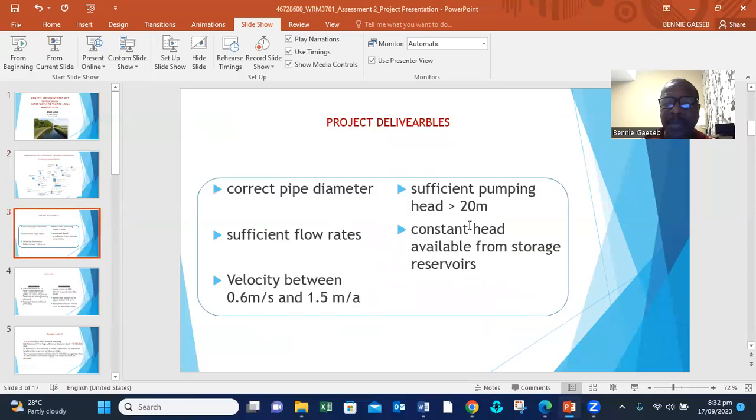What's required for this project is that we must get the correct sizes for the pipe. We must maintain the velocity within the pipes below 1.5 meters per second, as per the guidelines for human settlement and planning design, which is used in South Africa. And also another important parameter is to keep a constant head of 20 meters at the demand centers.